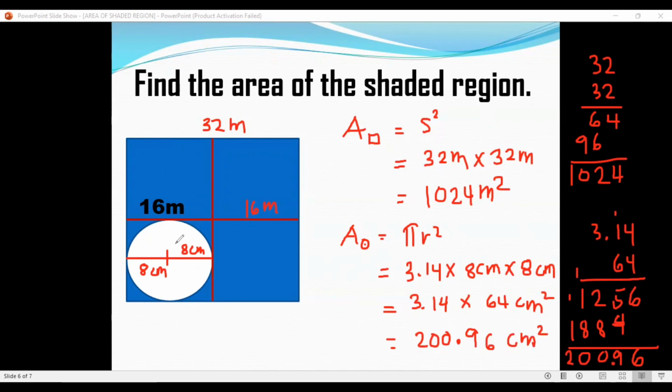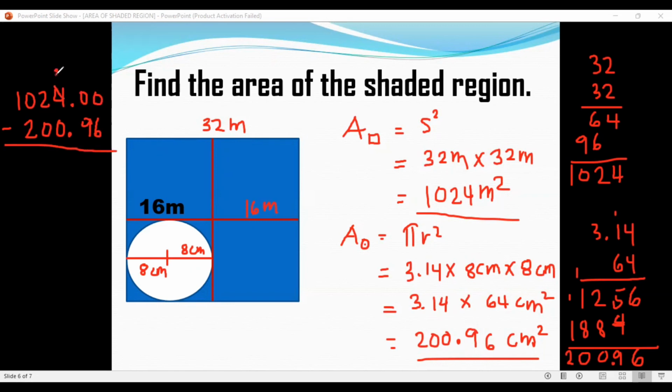So since this is now the area which is not included, the 200.96 cm square, the next thing to do is to subtract from the 1024. Okay, so we have now 1024 minus 200.96. So we have to append 0.00. Okay, and then regroup after. So this will automatically be 3. Again, change that to 10, but then you have to borrow from there. So this will become 10, and that becomes 9.